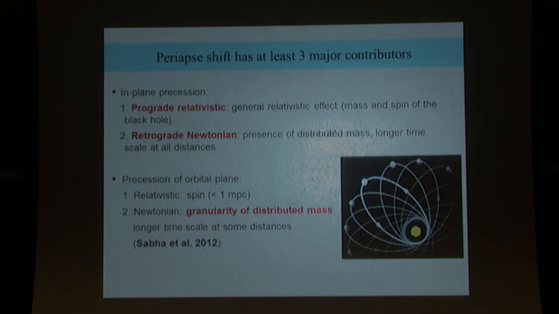And one has to point out there are three major contributions to the periapse rotation. There's the periapse rotation within the plane, that's prograde or retrograde, depending on whether it's relativistic or Newtonian. And there's also the problem of the dark mass that is surrounding such a star, possibly. There can be up to 10 to the 4 solar masses in the form of whatever, black holes or something like that. And that can have some graininess.